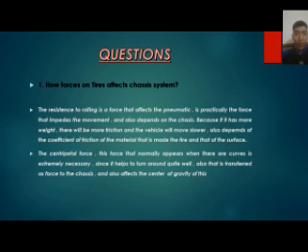The questions. Question number 1. How do forces on tires affect the chassis system? The resistance to rolling is a force that affects the pneumatic. It is practically the forces that impede the movement and also depends on the chassis, because if it has more weight, there will be more friction and the vehicle will move slower. Also it depends on the coefficient of friction of the material the tire is made of and that of the surface.